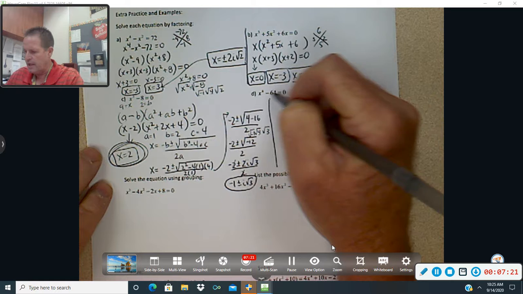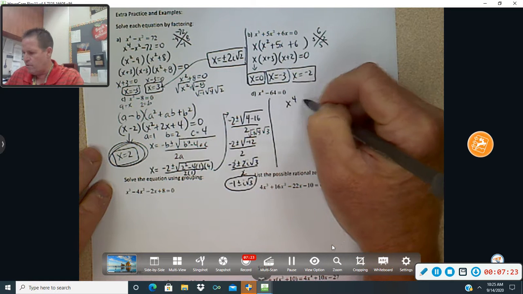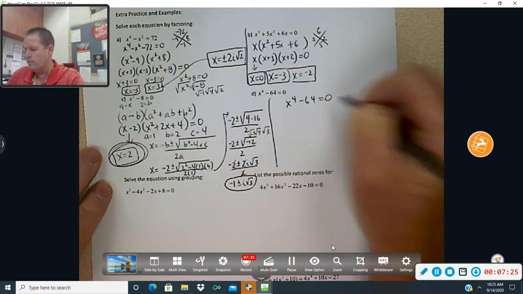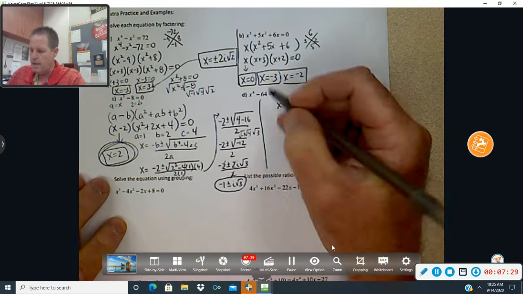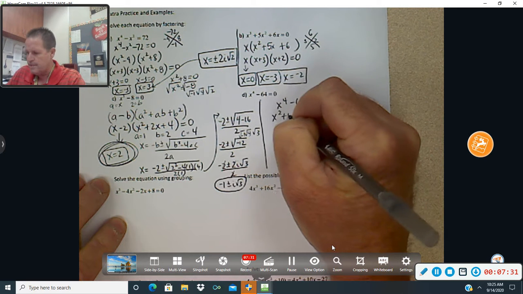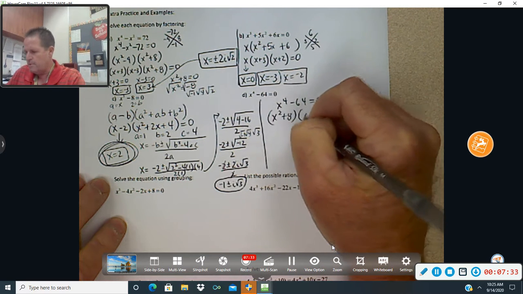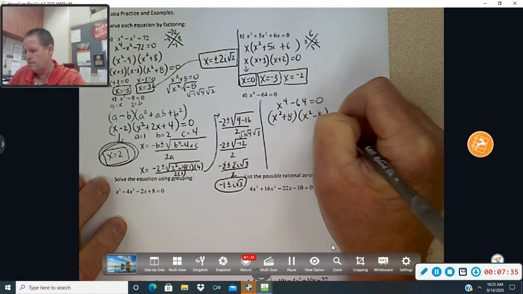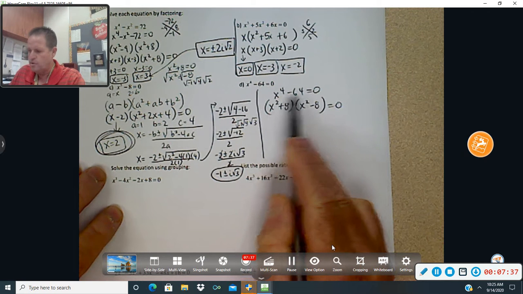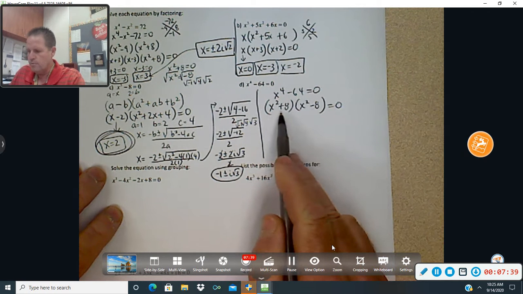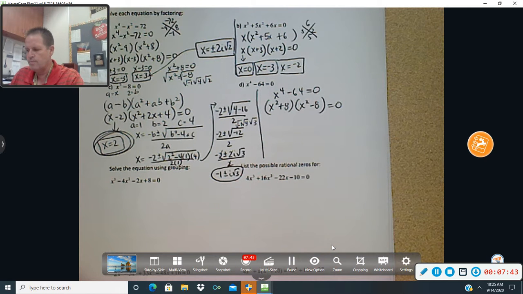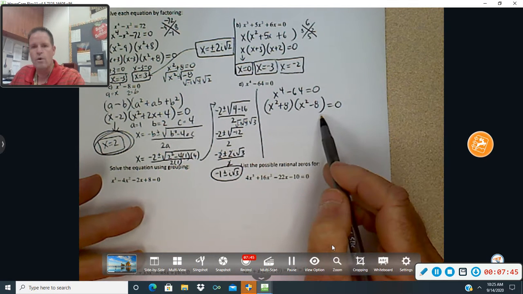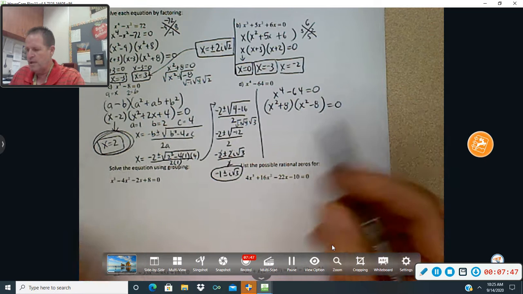All right, so for letter D, we have x to the 4th minus 64 equals 0. This is a difference of 2 squares. It's x squared plus 8 times x squared minus 8. Okay, again, both of them are squared terms. We can do, because of the minus, a plus or minus situation. Now, if we could factor those more, we would, but we can't.